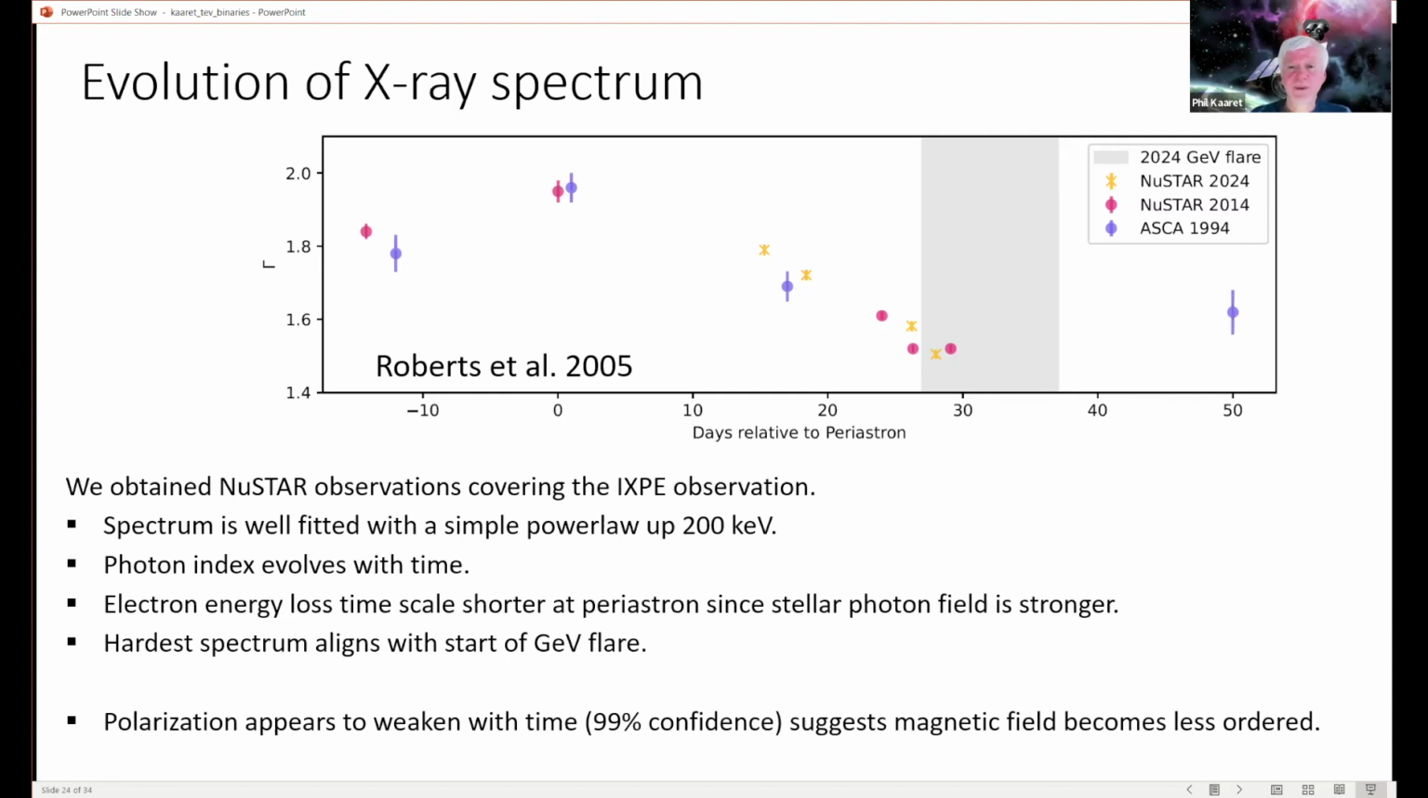And also, Oliver pointed out that the hardest spectrum actually aligns with the start of where GeV flares are aligned. So that would be an interesting thing to think about, and it would also be interesting to get more NuSTAR data to cover that range better.